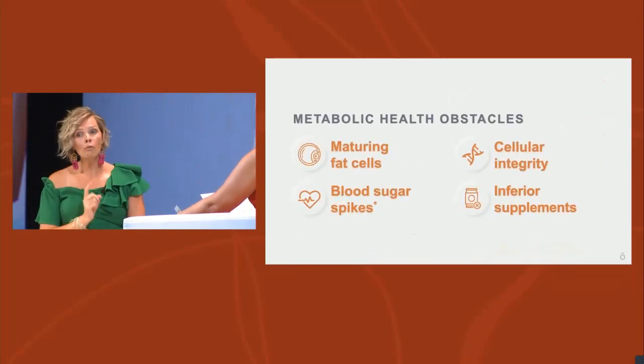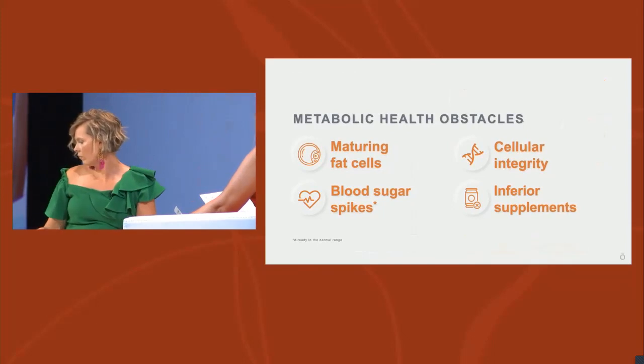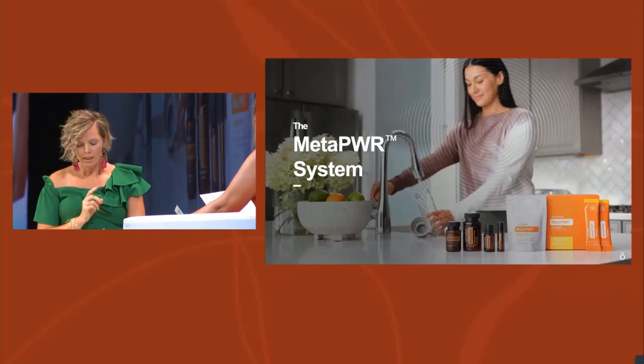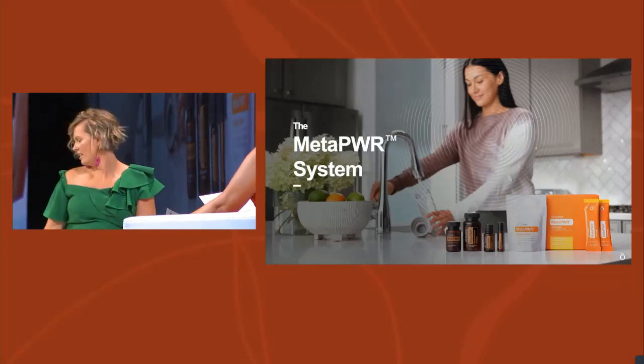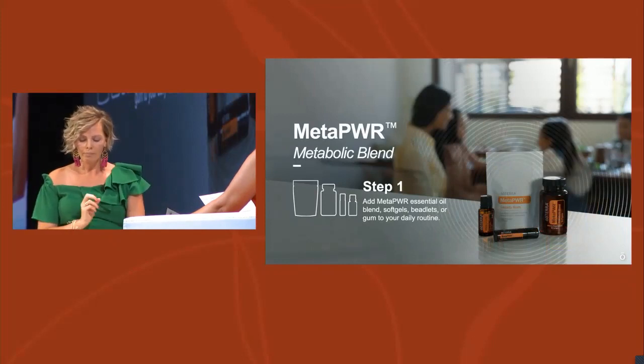Okay, do you remember those 4 metabolic health obstacles we talked about in the beginning of class? When combined with healthy lifestyle choices, this 3-step supplement system is one everyone can use to overcome those 4 metabolic obstacles. And the metabolic system is safe, effective, affordable, and super easy to use. So let me break it down so you know exactly what to do when your kit shows up. There are 3 simple steps that you can use to incorporate it into your life to begin to feel the benefits for yourself right away.